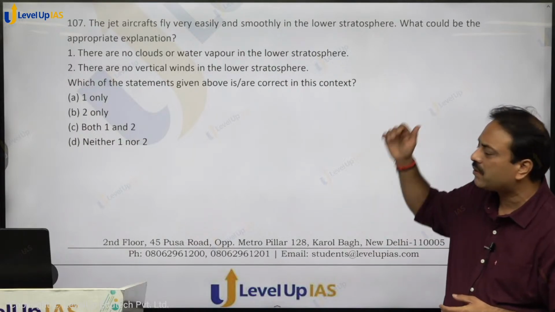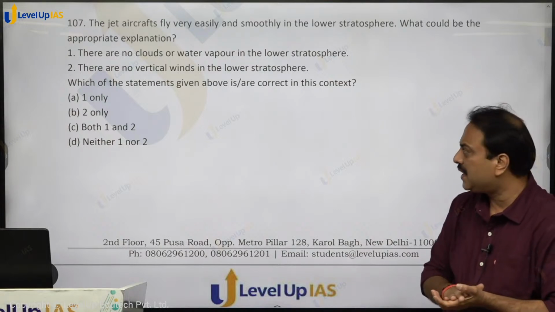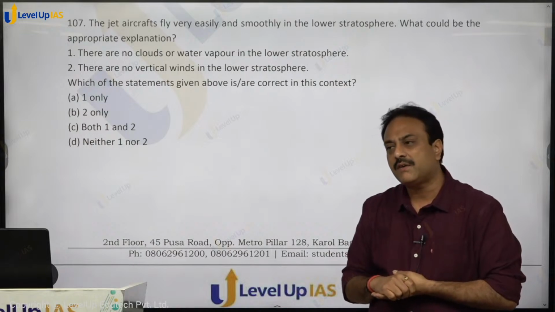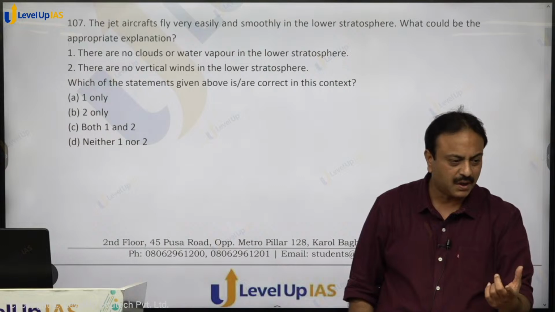What happens in a stratosphere? When you increase your height, temperature goes on increasing. When the temperature increases, as such, vertical winds are not present. Because of increase of temperature, condensation is minimum. So cloud formation is also negligible, right?